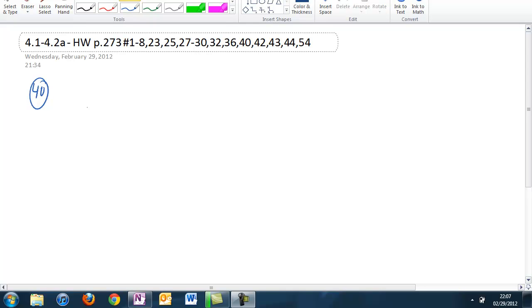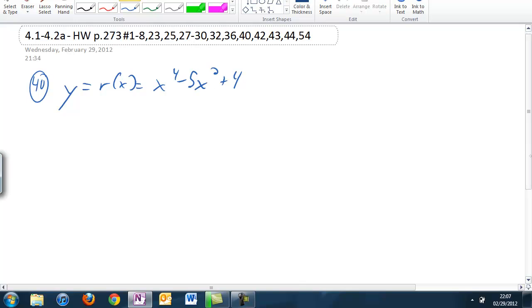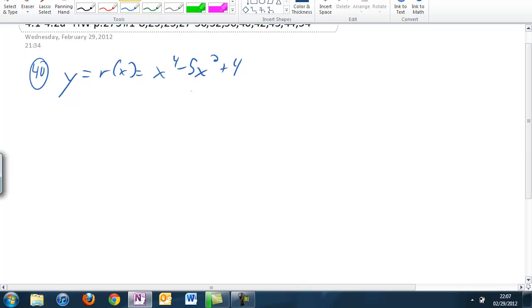This is number 40 on the 4.1 homework. The question asks: the graph y is equal to r of x, which is equal to x to the fourth minus 5x squared plus 4. It wants us to use a sign analysis and knowledge of end behavior to sketch the graph of the given polynomial. Let's look at what we know.